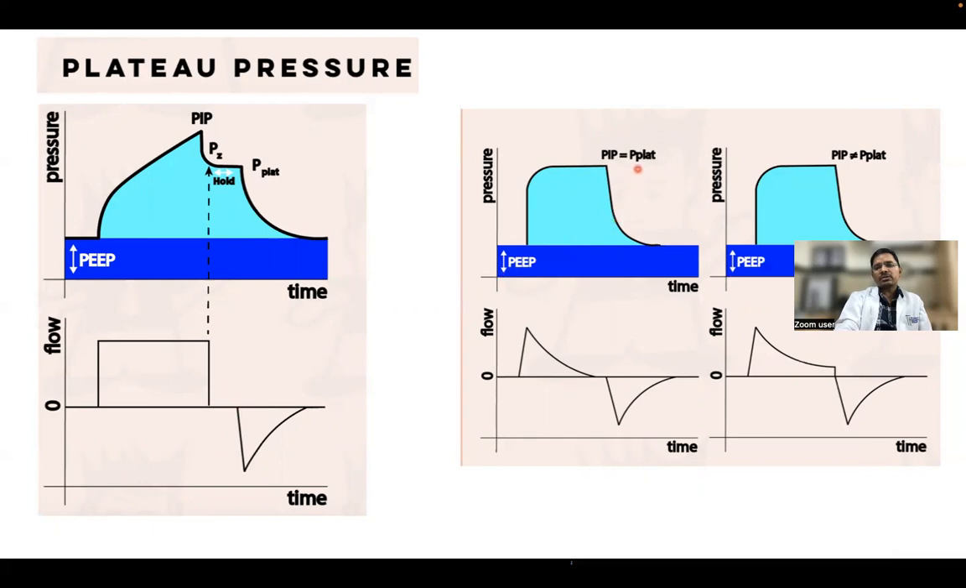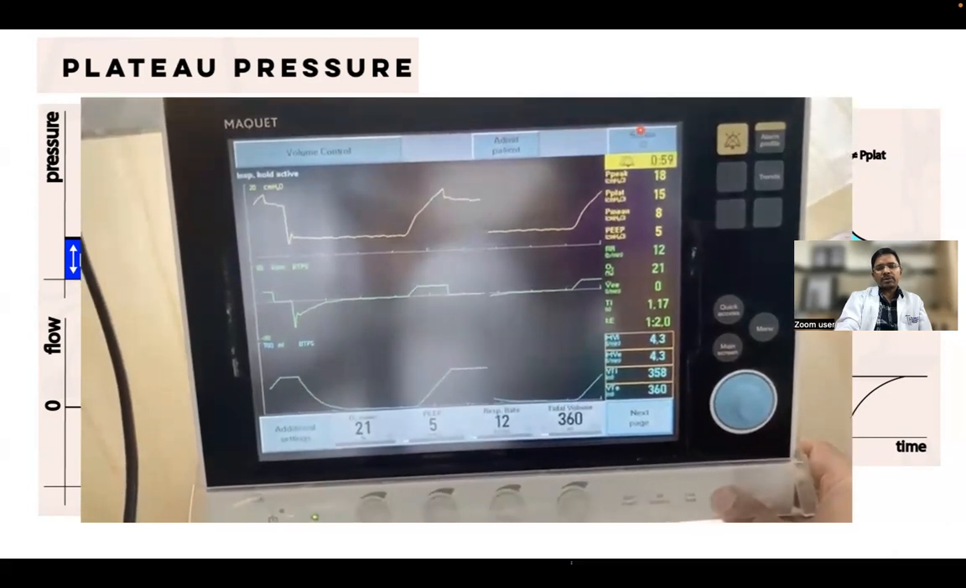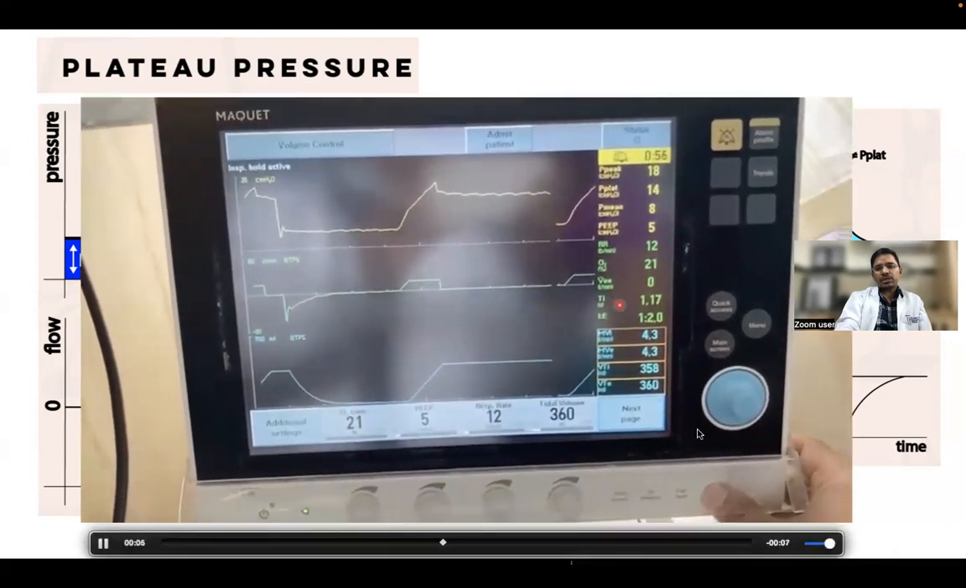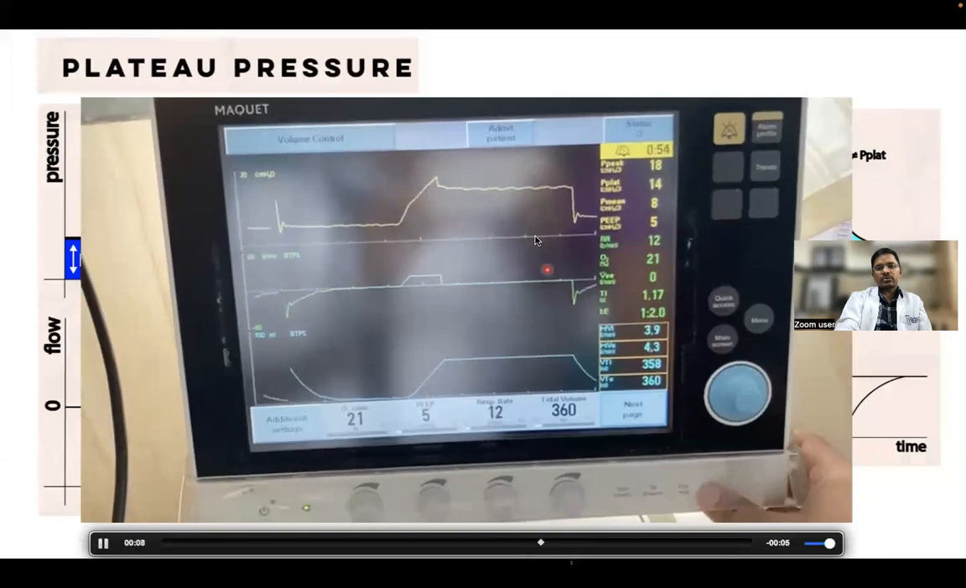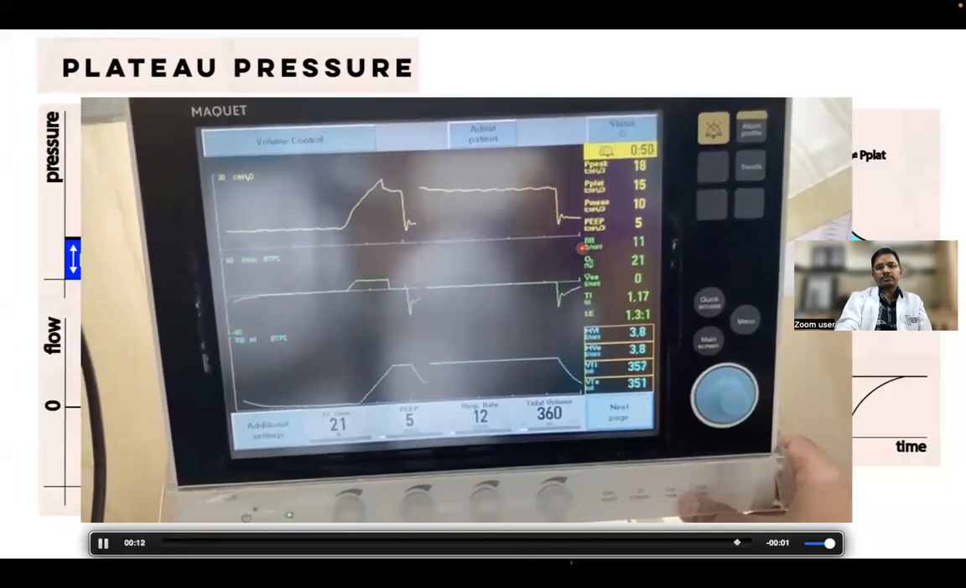In pressure control ventilation, normally we consider PIP, or peak inspiratory pressure, as P plateau. But if the inspiratory flow is not completed, in that case PIP is not equal to P plateau. Let's see in volume control ventilation, how do you get the plateau pressure? In volume control ventilation, we get the plateau pressure by inspiratory hold. You can see in the video that inspiratory hold is happening and the plateau pressure is changing.